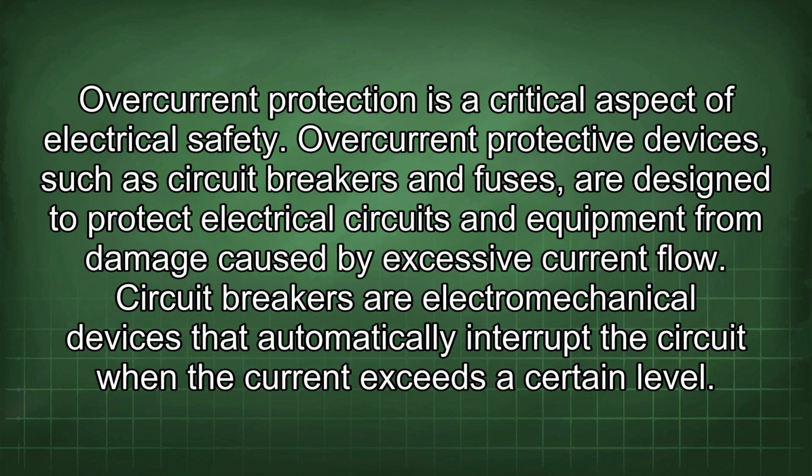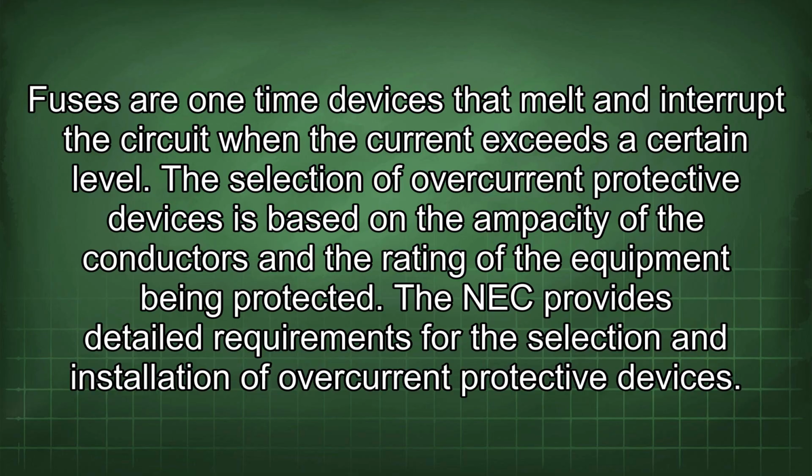Overcurrent protection is a critical aspect of electrical safety. Overcurrent protective devices, such as circuit breakers and fuses, are designed to protect electrical circuits and equipment from damage caused by excessive current flow. Circuit breakers are electromechanical devices that automatically interrupt the circuit when the current exceeds a certain level. Fuses are one-time devices that melt and interrupt the circuit when the current exceeds a certain level.